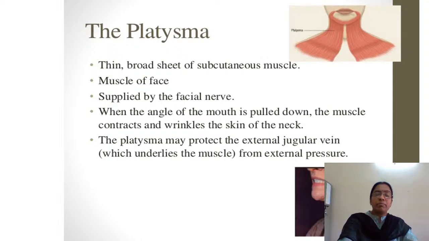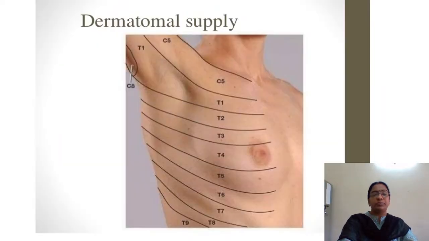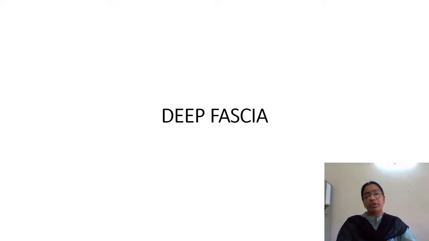Yes, this muscle is helpful in protecting the external jugular vein from external pressure. After it, the modified sweat gland, which is the mammary gland. So this is the content in the superficial fascia of the pectoral region. Yes, this is about the dermatomes.